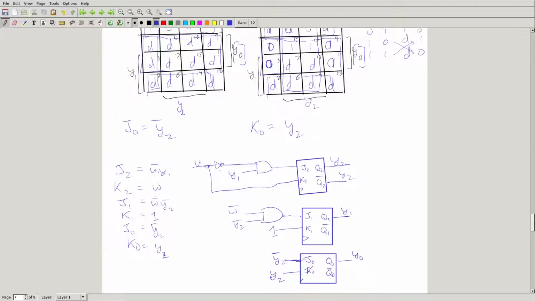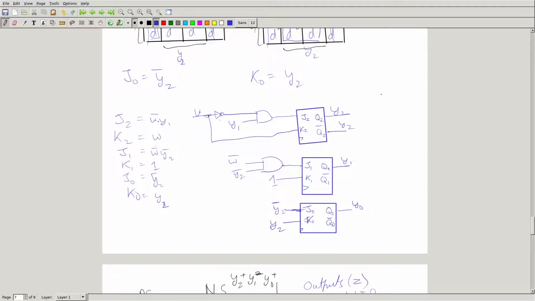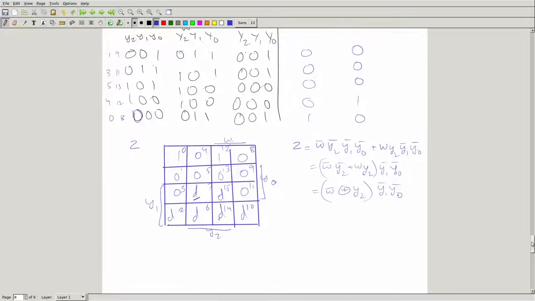And then we can go back to our circuit and have an AND gate that gives us Z, have an XOR gate between W bar and y2, y1 bar, y0 bar, going to Z. So this W bar can be connected, whatever, or not. And this is our circuit. Thank you.